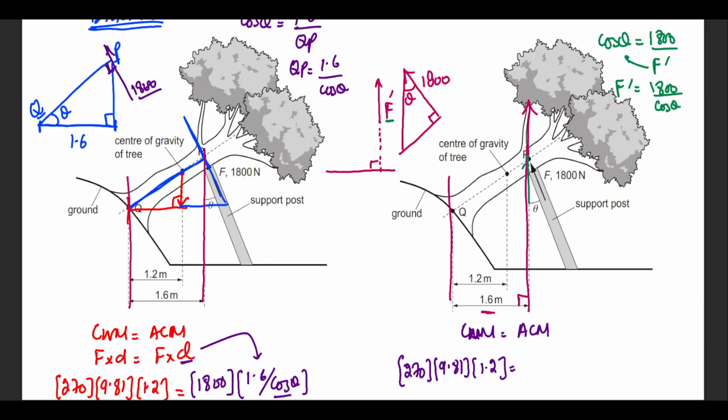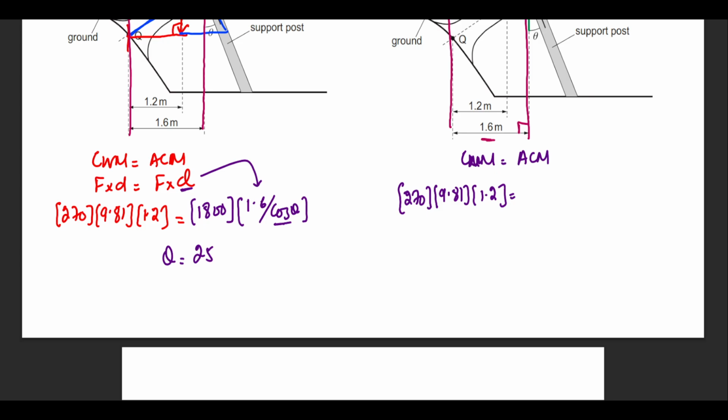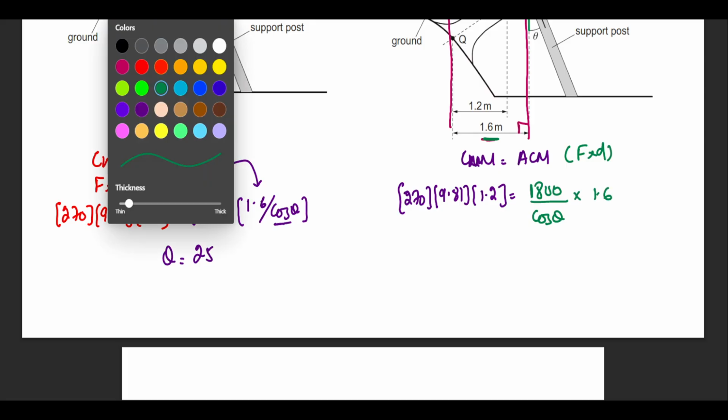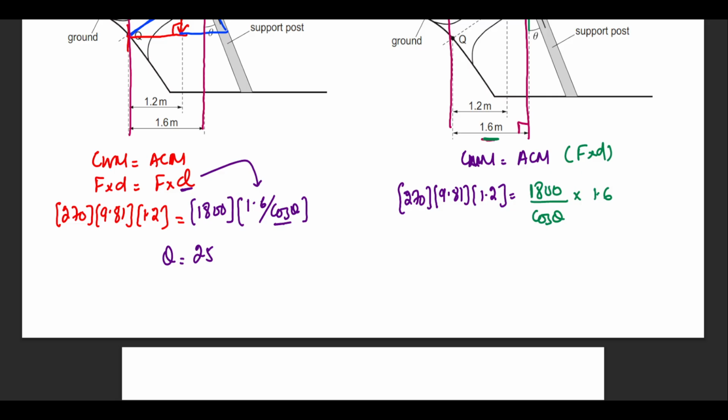And this is the F force that's going to be required in this situation. So this one, if I wanted to use 1.6, this will be F into D, of course. This is F into D. But this time around, this is going to be 1800 divided by cosine of theta multiplied by 1.6. Notice, is there any difference? Because this one also is divided by cosine theta. This one also is going to be overall being divided by cosine of theta. So the answer is going to be 25 again.